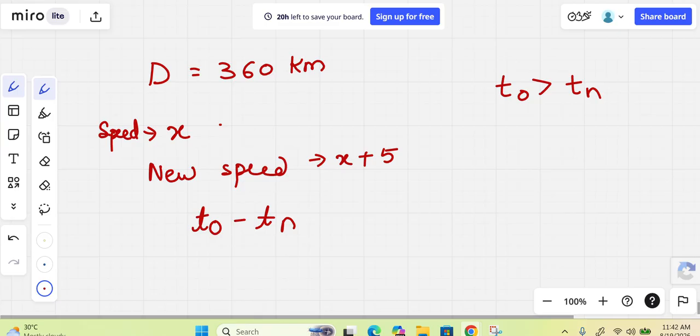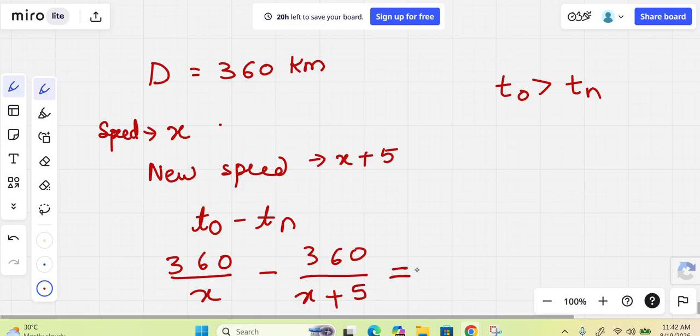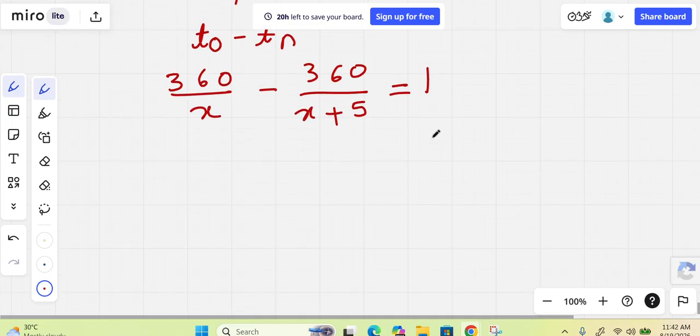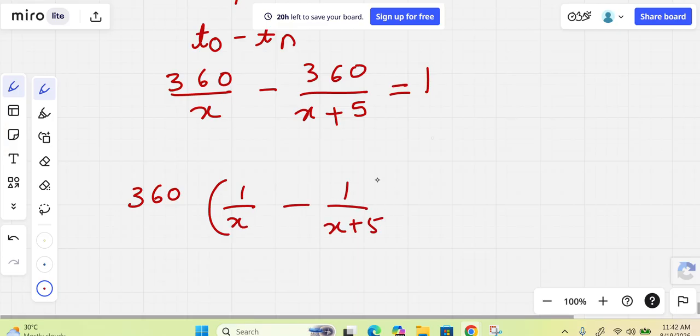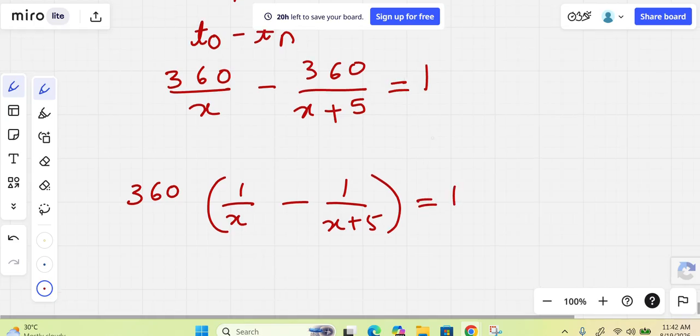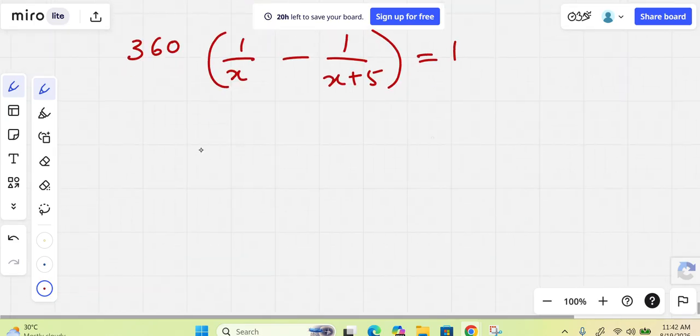So TO is what? What is the old time? 360 by x minus the new time, which is distance by speed, and that is coming as 1. Correct? Did everybody get it? Once your equation is formed, it's pretty easy to do. Only be careful about the sign and the numbers, how you take it down.